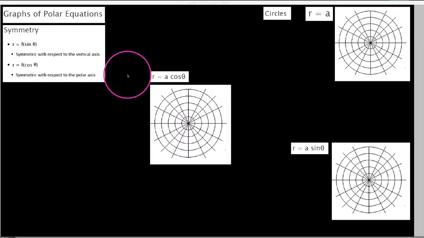Okay, YouTube, in this video we're going to explore graphs of polar equations, most specifically circles, but kind of give an introductory synopsis of what we know about polar curves and how we kind of conceive of them. So let's go ahead and start with this.